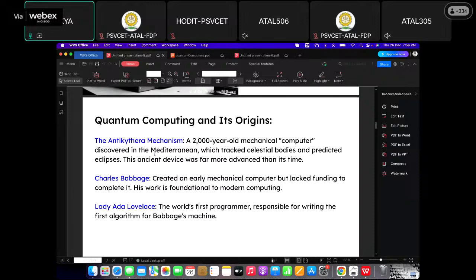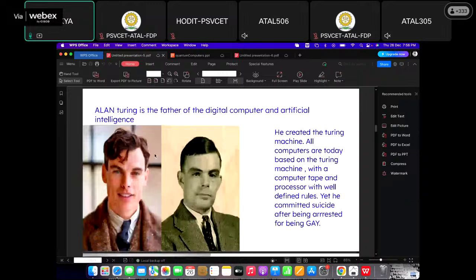Now, who is Alan Turing? Basically, Alan Turing helped to crack the Enigma machine code. Alan Turing is the father of digital computers and artificial intelligence. He created the Turing machine. All computers today are based on the Turing machine, with a computer tape and a processor with well-defined rules. Then he committed suicide after being arrested for being gay.